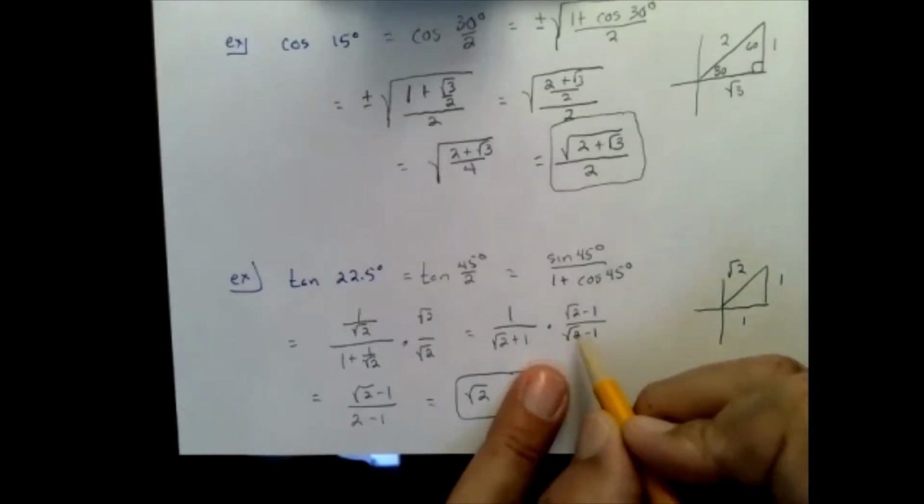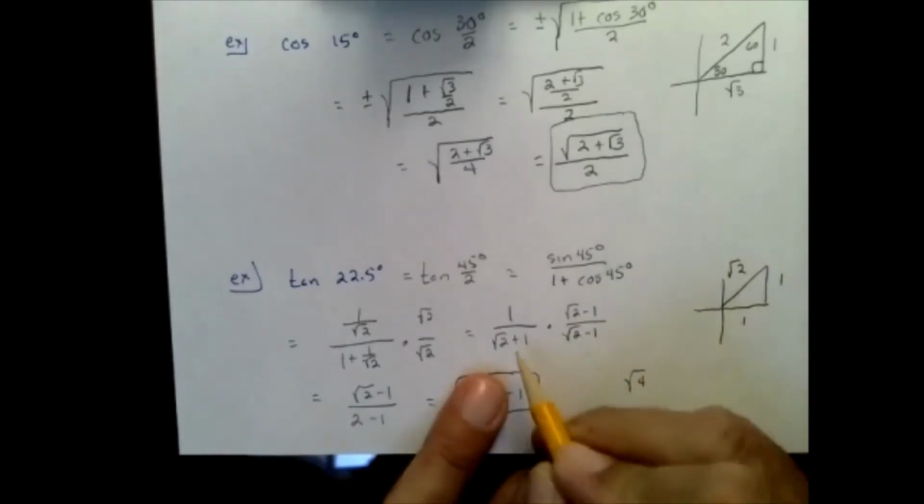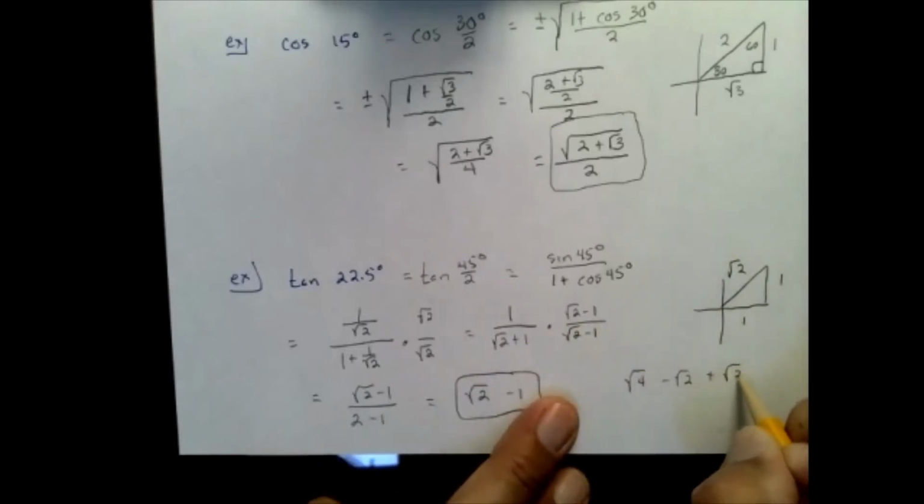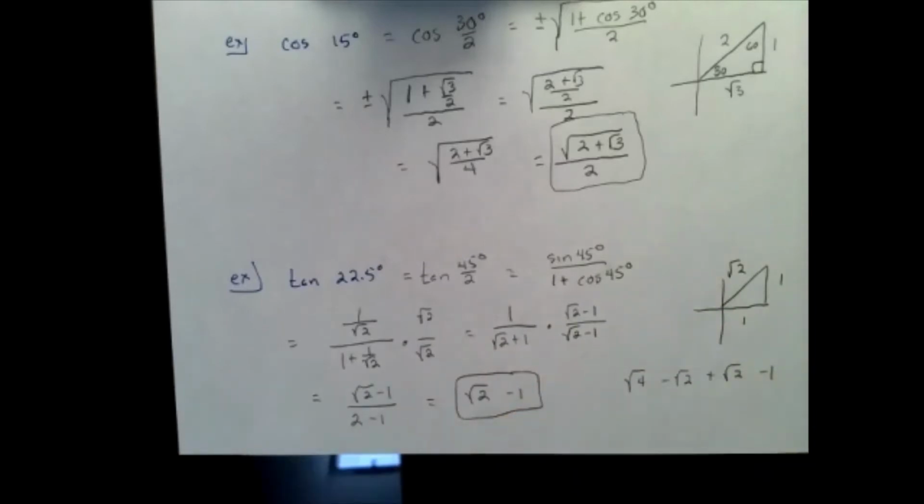So really, if I wrote this out, it would become square root of 4 minus square root of 2 plus square root of 2 minus 1. Right. Square root of 4 becomes 2. This guy and this guy cancel each other out. And then I have the minus 1. 2 minus 1 is just 1. Oh, okay. Never mind. Yeah. I didn't do the 2 minus 1 in the denominator. I was afraid that was what happened.